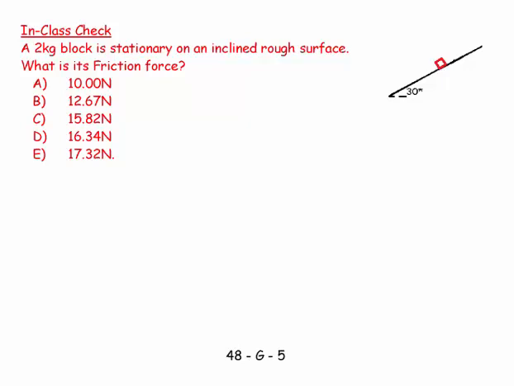So let's try this second problem. And here again, I'm going to try and draw my diagram well. Again, if it says 30 degrees, make it look like 30 degrees. A small block, just big enough to get the mass inside it. And it's asking, in this case, it says a 2 kilogram block is stationary on an inclined rough surface. What is its frictional force?